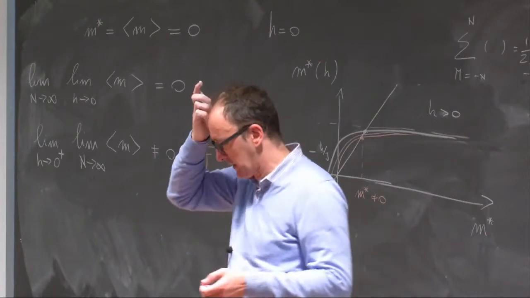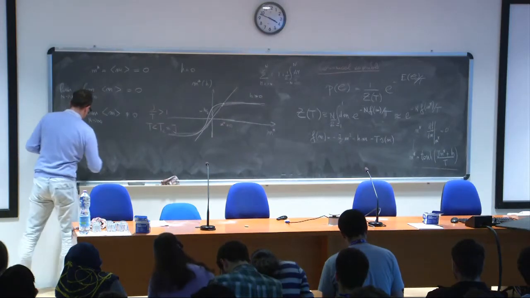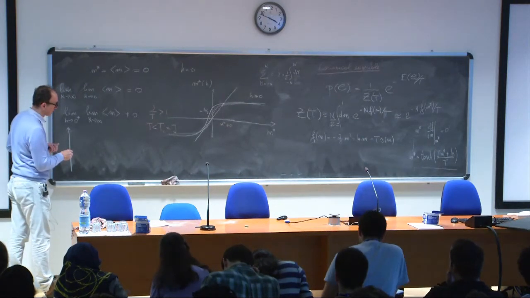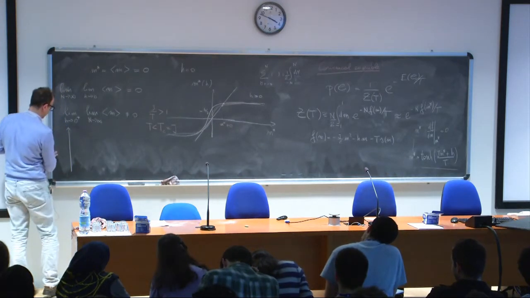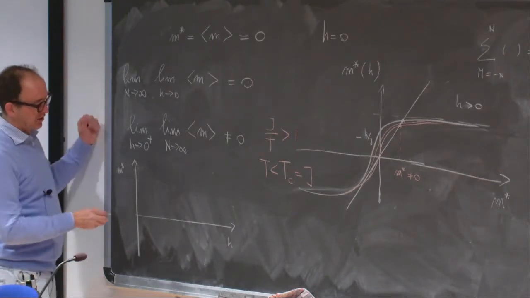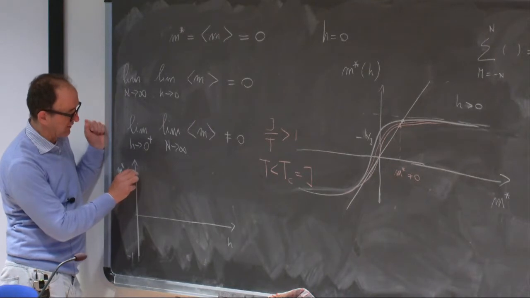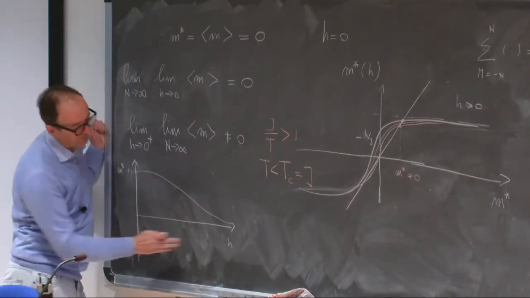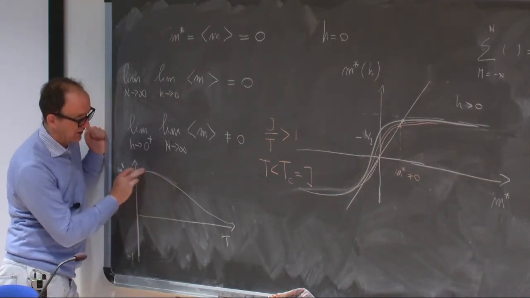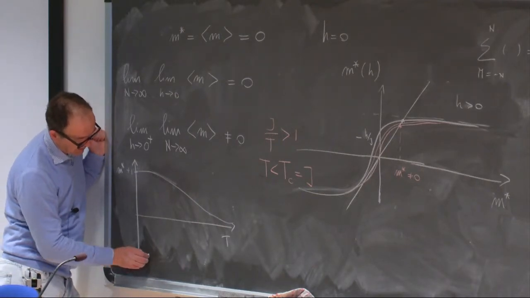So in other words, what you find out of this is that, what you can do is the following. As a function of h, you can plot m star. Okay, so this is plus 1, this is minus 1. When h is positive, you will find a curve, as a function of temperature, that goes from essentially 1 to essentially 0 when the temperature goes to infinity, or from minus 1 to 0, okay?